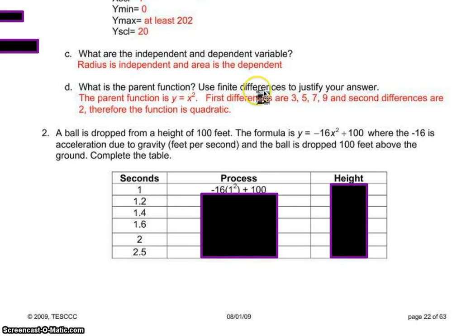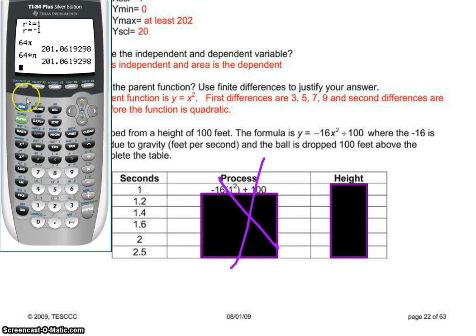Okay, so a new situation. Once again, when we have a process column, we get to skip it. We have a ball dropping from a height of 100 feet, and they give you a formula. Negative 16 is acceleration due to gravity, just kind of some background information. Basically, they've given you a formula. When you have a formula, you go to y equals and you put it in your calculator. So we're going to say negative 16 x squared plus 100.